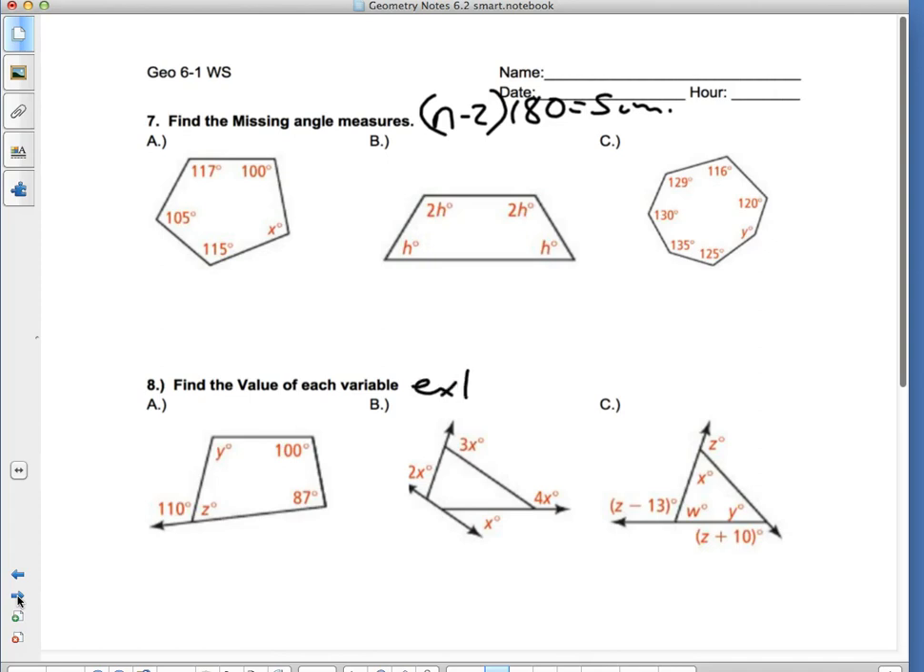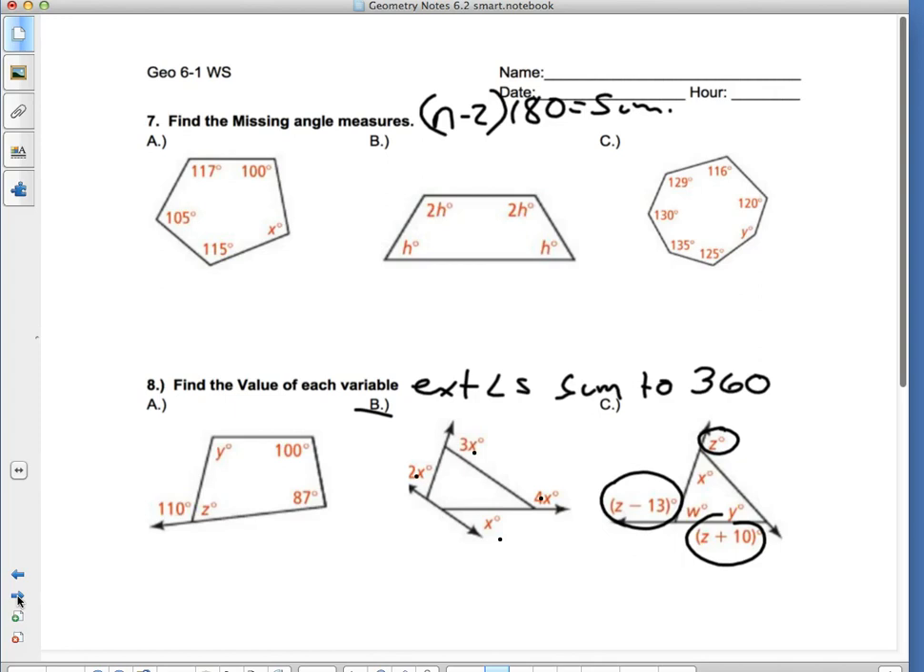exterior angles sum to 360. Okay? And C, start with Z, add those up, set it equal to 360, find the answer, plug it back in, find each separate exterior angle, and then find the interior angle, because you know the interior and exterior are supplementary. I do the same thing with B. B is even easier because 3x, 4x, x, and 2x all add to be 360.